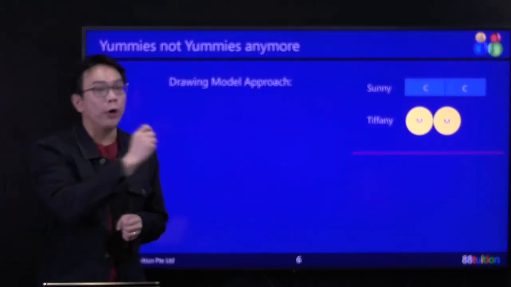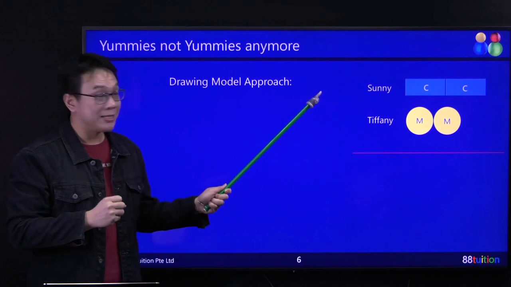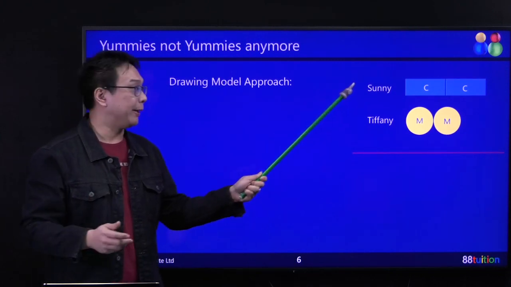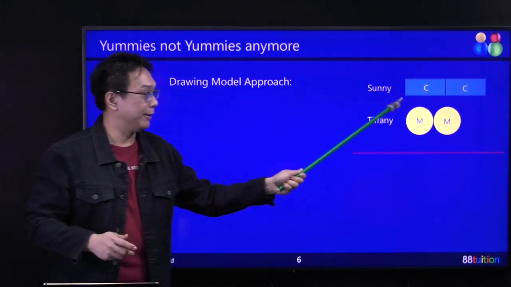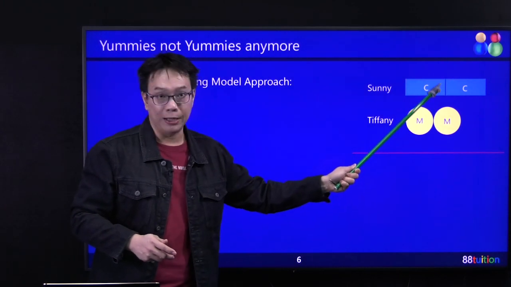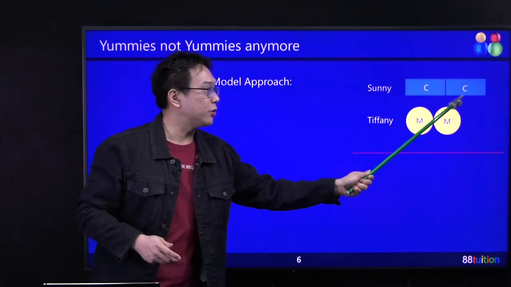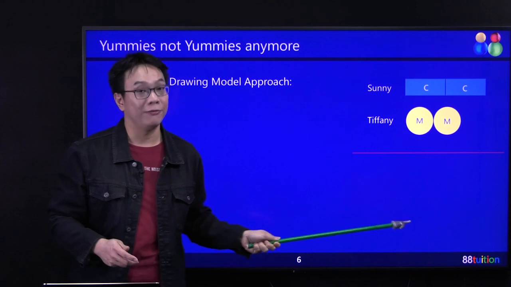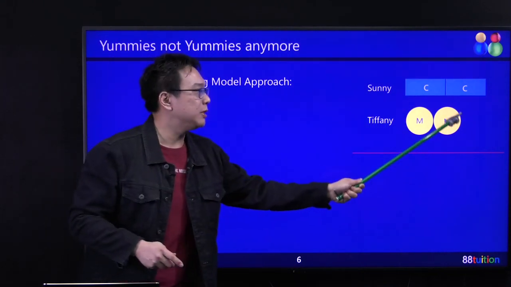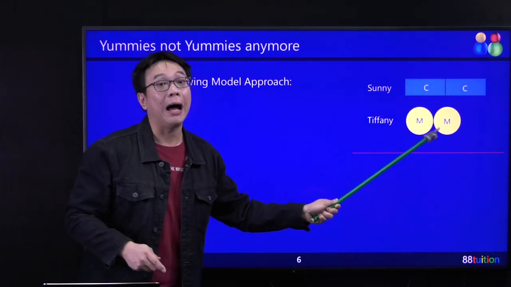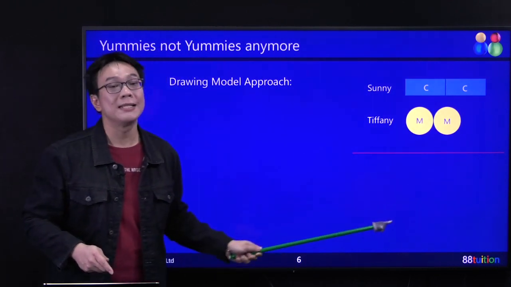Alright, here is the drawing model approach. Sunny, we know she has candies in the beginning, so she got this amount of candies. Purposely I cut it into half, because half of this portion later will be given to Tiffany. And Tiffany only buys muffins, and half of it will be given to Sunny.